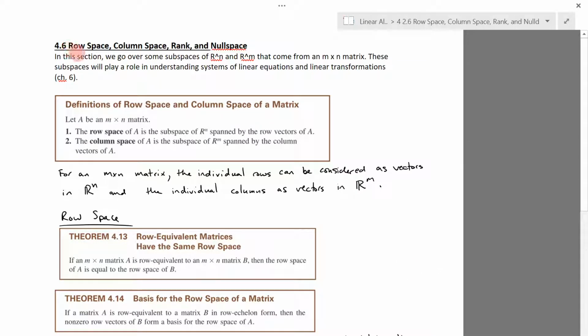In this section, we go over some spaces of Rn and Rm called the row space, the column space, and the null space that come from an m by n matrix. These subspaces will play a role in understanding systems of linear equations and linear transformations.